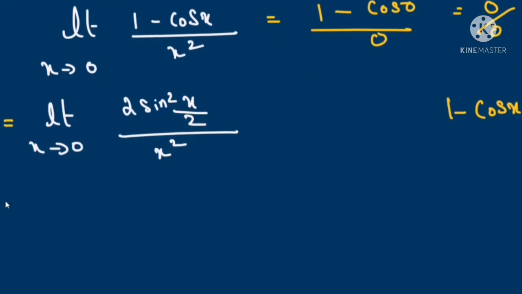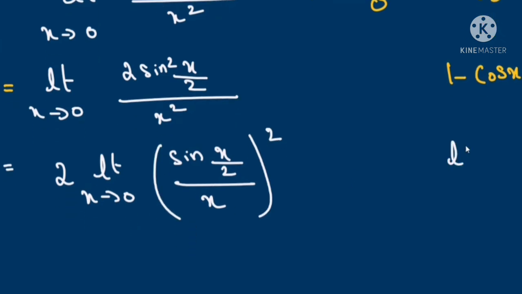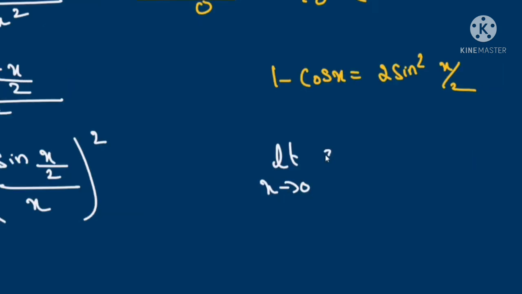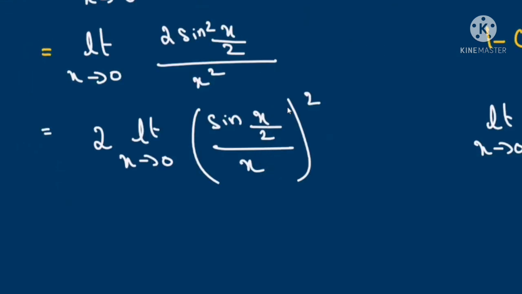This 2 is a constant. You can take it out. So 2 into limit x tends to 0, sine x by 2 divided by x, the whole square. So we know that limit x tends to 0, sine x by x is 1. So if I have x here, you should have x here also. So if it is x by 2, I should have x by 2 here. So divide by 2, because I need x by 2. When you divide by 2, I should also multiply by 2.